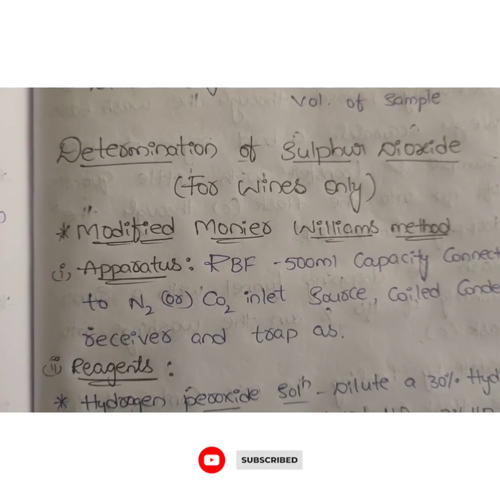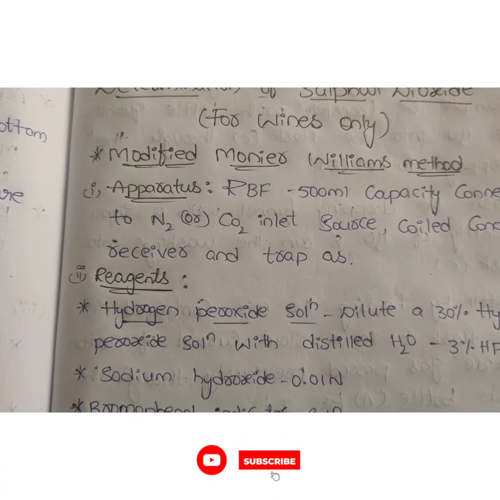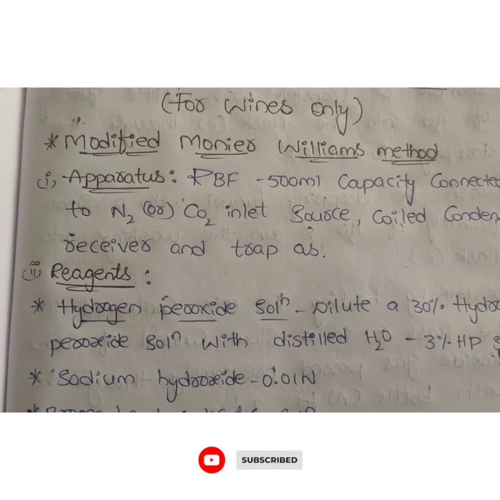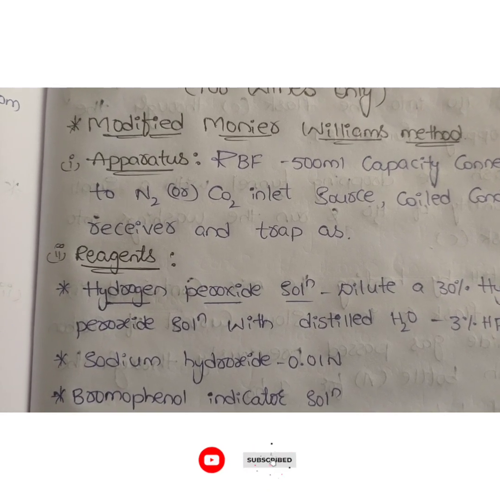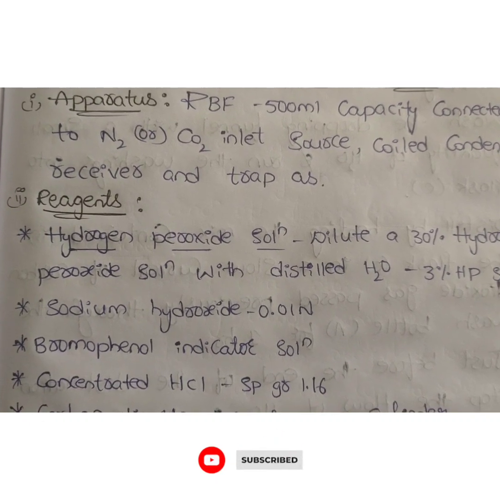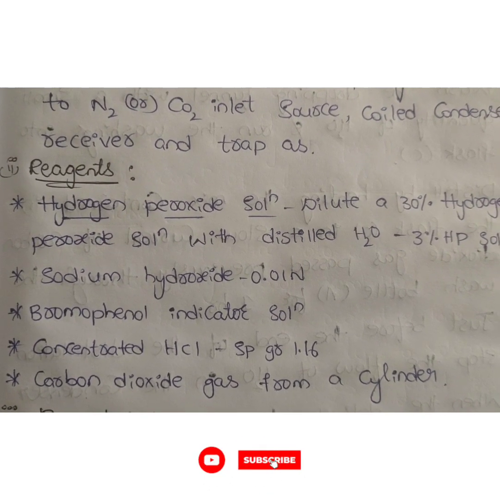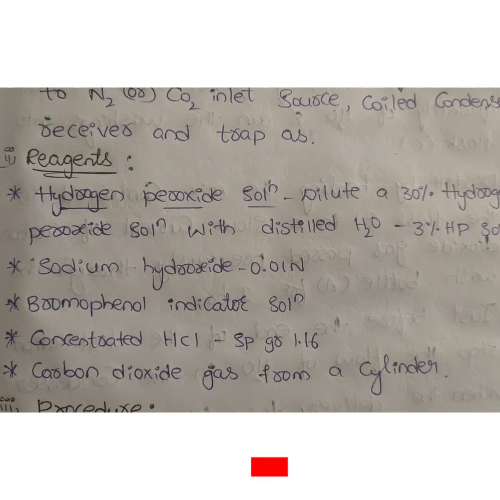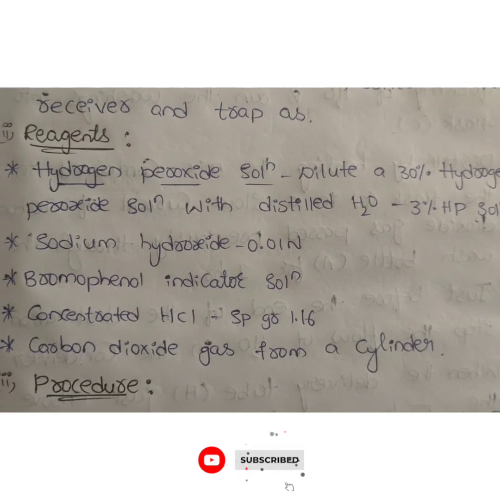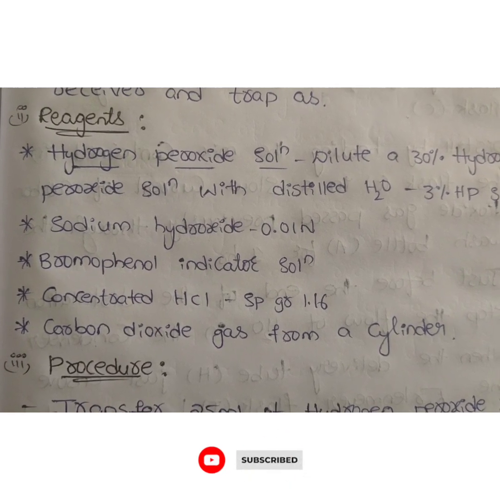Determination of sulfur dioxide for wines only. This method is used only for wines. Modified Monier-Williams method. Apparatus: RBF round bottom flask, 500 ml capacity, connected to carbon dioxide and nitrogen inlet source, coil condenser, receiver and trap. Reagents used: hydrogen peroxide solution, diluting 30% hydrogen peroxide solution with distilled water to obtain 3% hydrogen peroxide solution. Sodium hydroxide 0.01 normality, bromophenol blue indicator solution, concentrated hydrochloric acid 1.16, carbon dioxide gas from a cylinder.